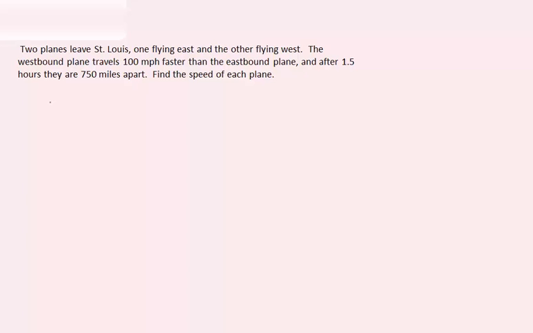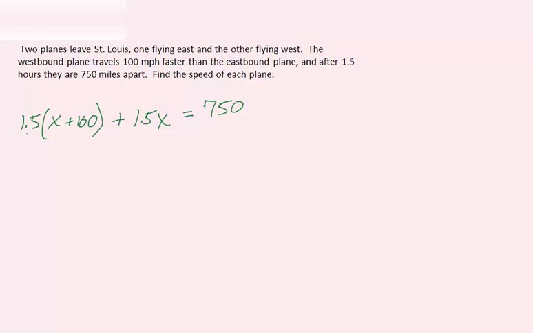So we know that the westbound plane travels 100 miles per hour faster than the eastbound plane. So we have the speed of the westbound plane, x plus 100 miles per hour faster, over a period of 1.5 hours, plus the speed of the eastbound plane, which is in this case just x, after 1.5 hours. And after 1.5 hours, the planes are 750 miles apart. So now we have our equation. We can solve for x.